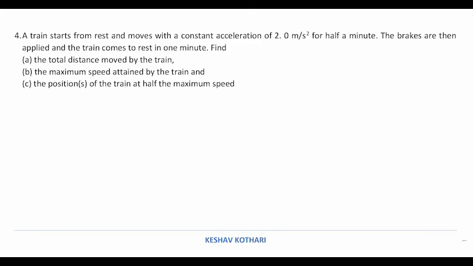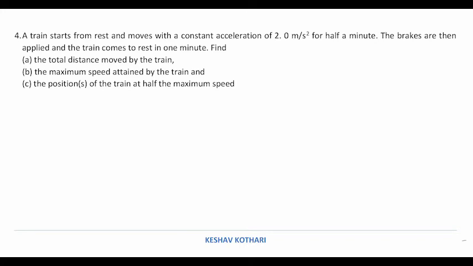So let us move to the next question. A train starts from rest and moves with a constant acceleration of 2 meters per second square for half a minute. The brakes are then applied and the train comes to rest in 1 minute. So if we begin with this question, the acceleration is constant, so we can use the three equations of motion.